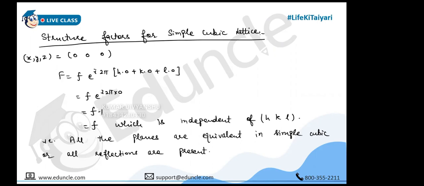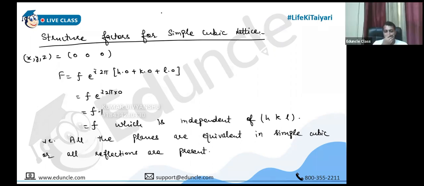It means in simple cubic, the HKL values do not matter. Means all the planes are equivalent. It means the diffraction peak will be from all the planes.